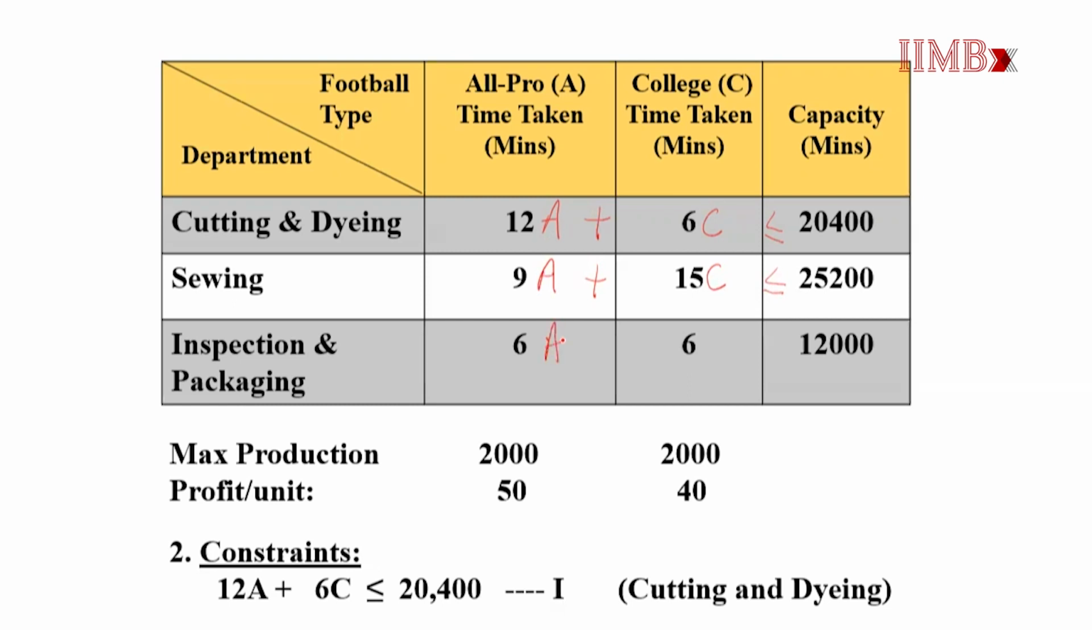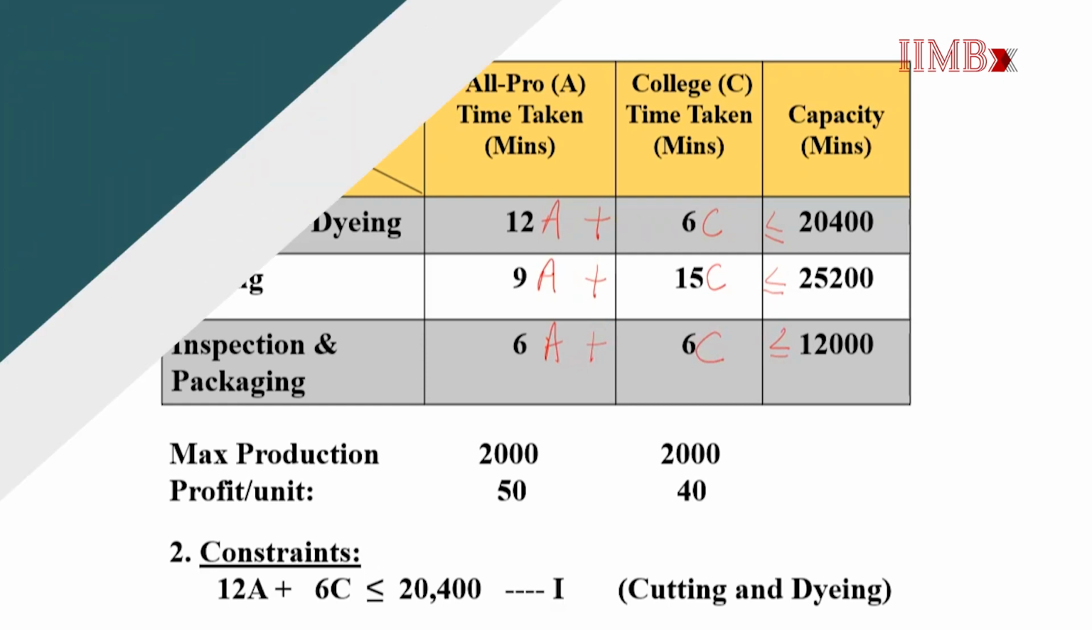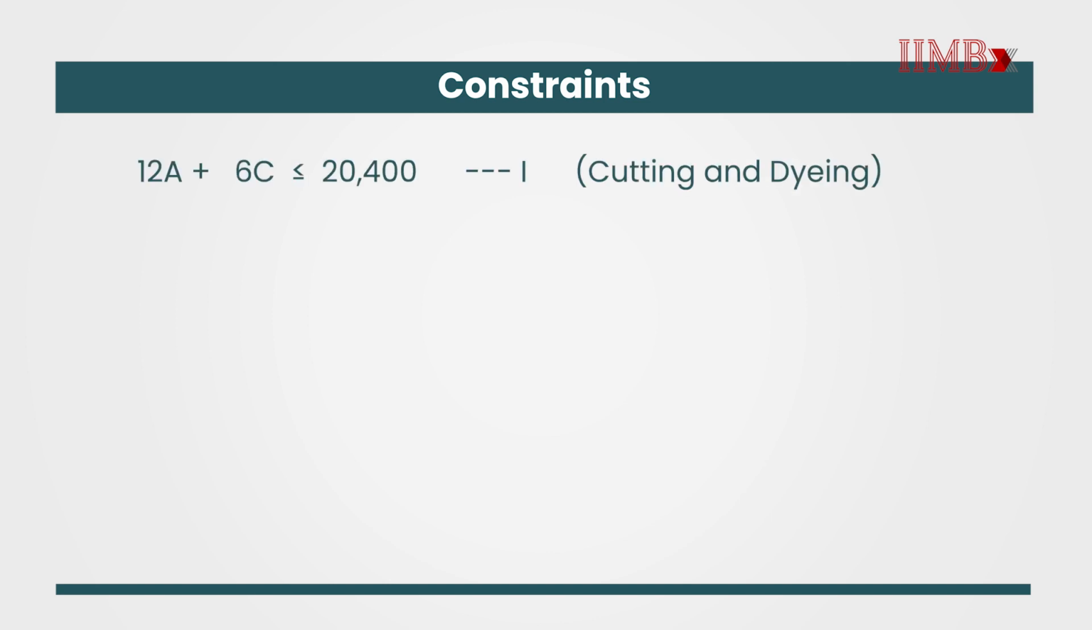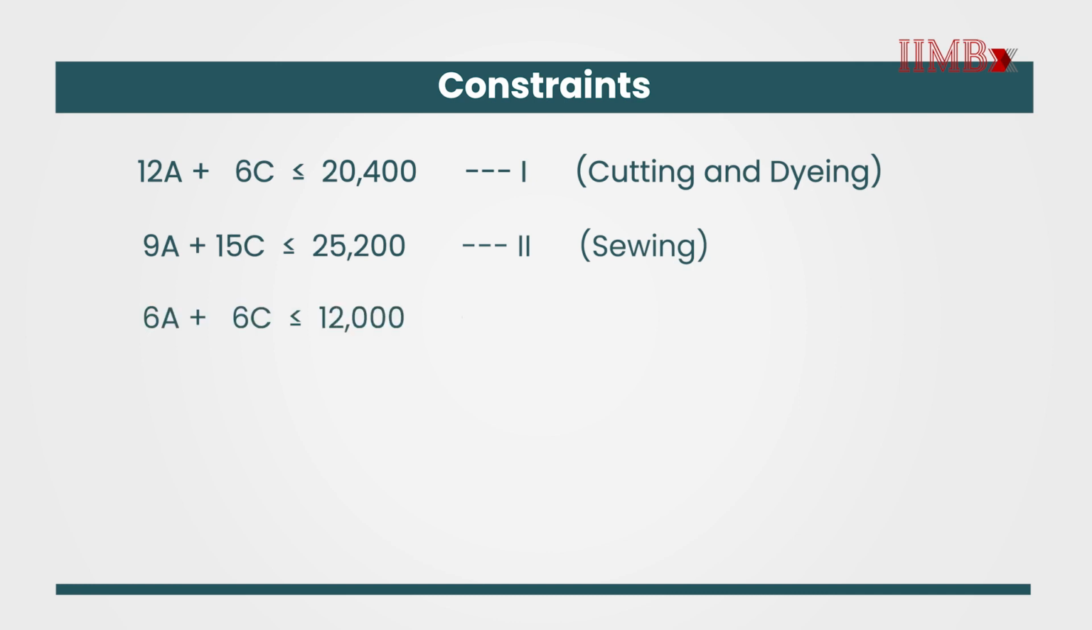Similarly, 6A is the time we will take to make All-Pro footballs in the inspection and packaging department, and the time the college footballs will take is 6C. That has to be less than or equal to 12,000. 6A plus 6C has to be less than or equal to 12,000. So here are the constraints that we have. That's the first constraint for cutting and dyeing. Here is the second constraint for sewing. And here is the third constraint for inspection and packaging.